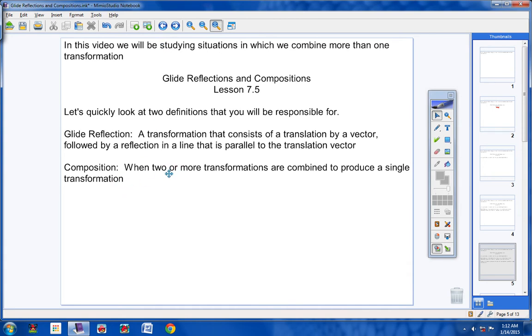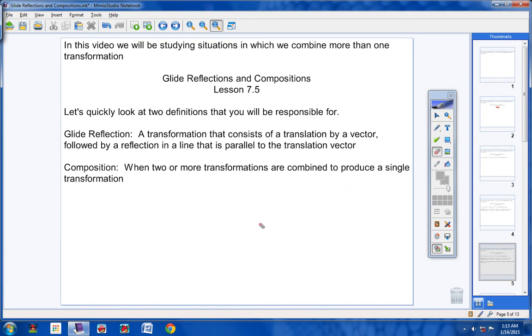A composition is when two or more transformations are combined. So you might have a translation and then a reflection. That would be a composition. You might take a figure and do a rotation and then do a translation to it. That would be a composition because you had two or more transformations. You might take a figure and do a rotation and then a reflection and then a translation. That would be a composition because if you have two or more transformations, then it's called a composition, okay?